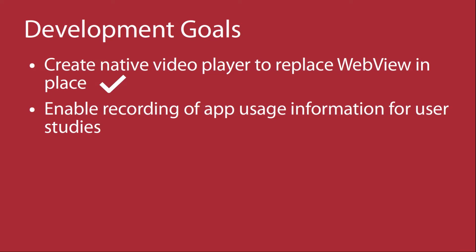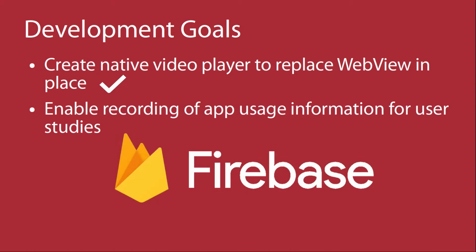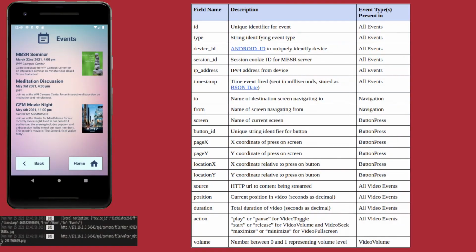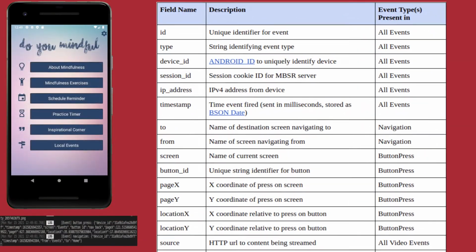In addition to revising the video player, we wanted to create a way to record and send usage information while the app is used in evaluation. Originally, we tried using Google's mobile platform Firebase, but we noticed a lot of events were being dropped in testing, and there wasn't a very simple way to export recorded events. We eventually opted to build our own in-house event system instead.